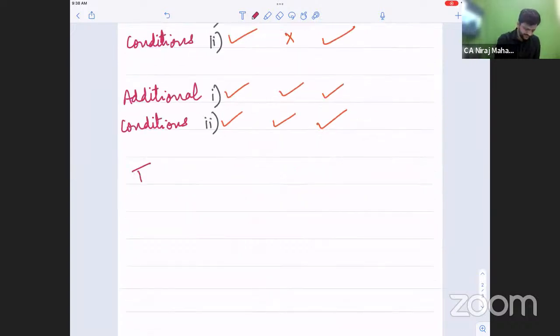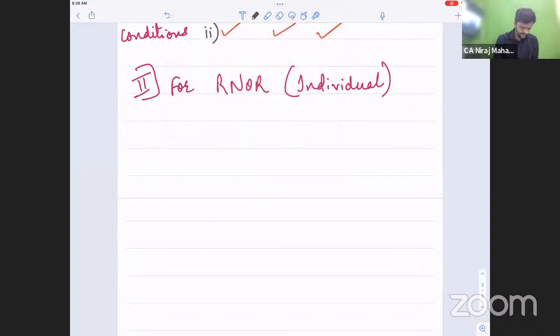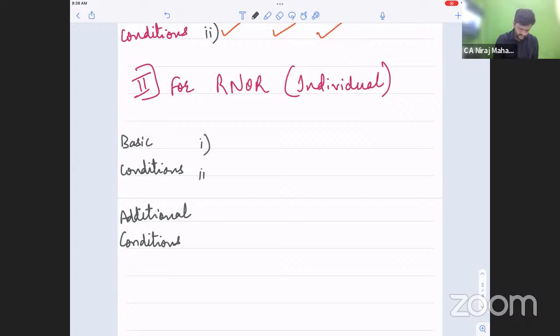Second category, for R and OR. Again, individual. Fine. Again, same thing: basic conditions and additional conditions. One, two, 1, 2. Clear? So you can have a variety of combinations here, but we'll keep to the basic ones.